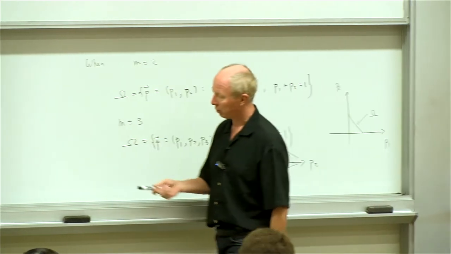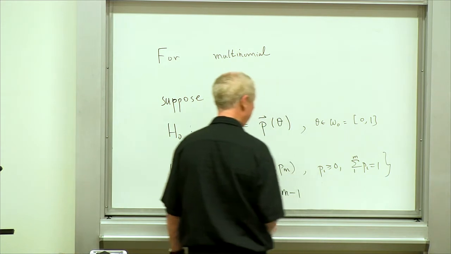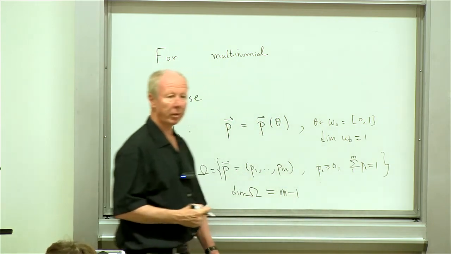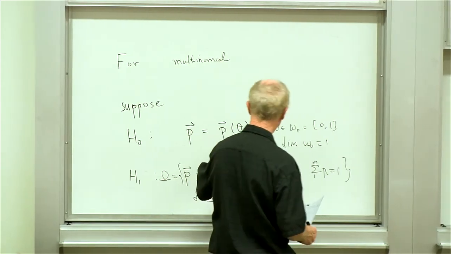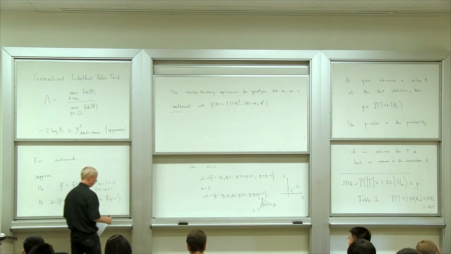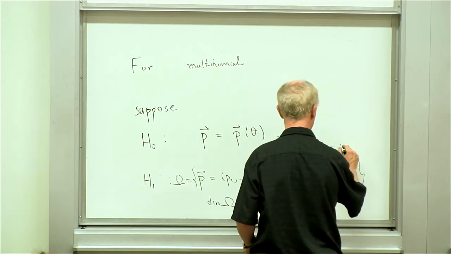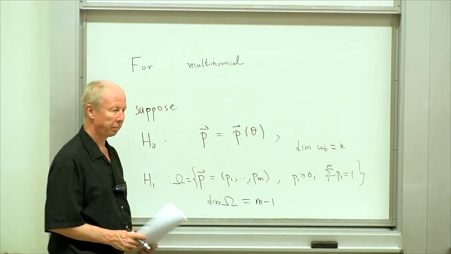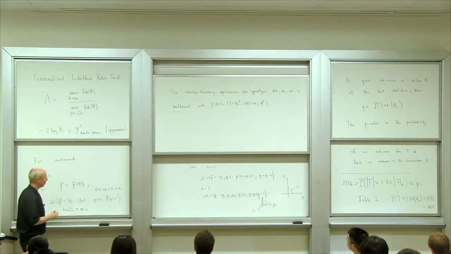So what's the dimension of this for general M? M minus 1. And the dimension of omega naught is, that's a line segment, so it'd be 1. In that example, the dimension of omega naught would be 1. But it could be a k-dimensional set. So let me just say it's some number k, but less than m. In the Hardy-Weinberg example, k is 1.